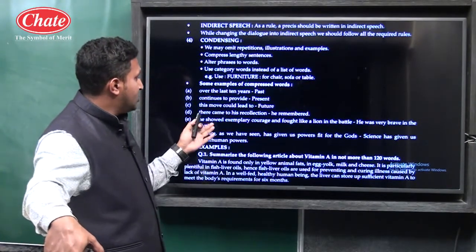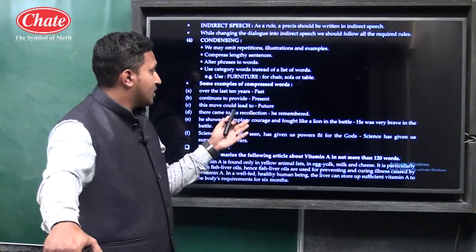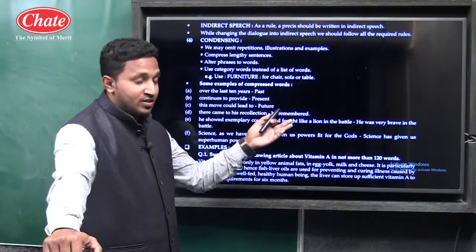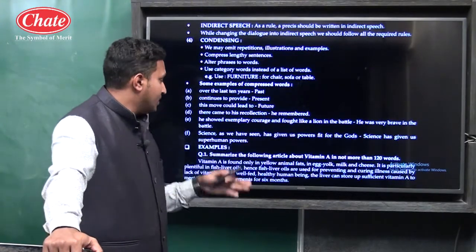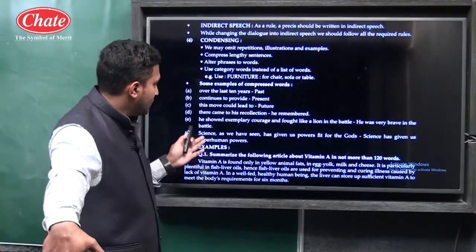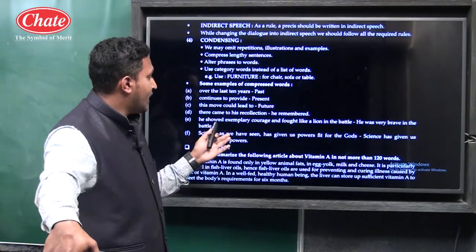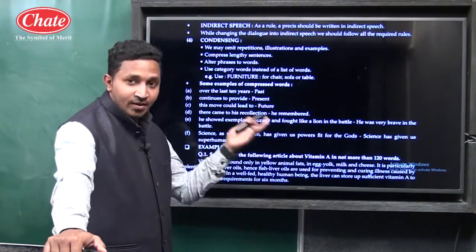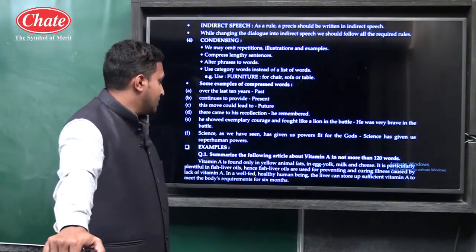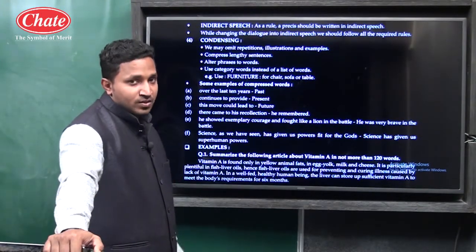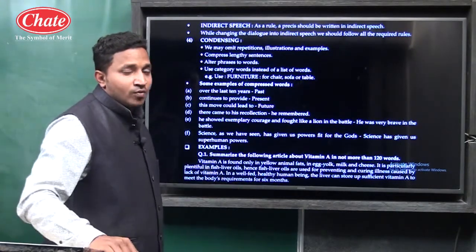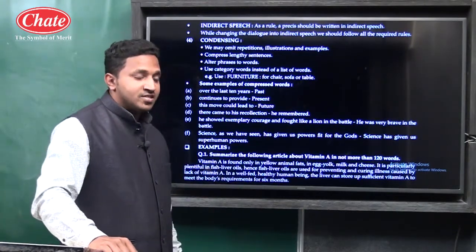Next one: he showed exemplary courage and fought like a lion in the battle. Here it can be written as he was very brave in the battle. Science, as we have seen, has given us power fit for God. It can be written as science has given us superhuman power. So whatever bigger sentences there are, they should be written short while writing the summary.